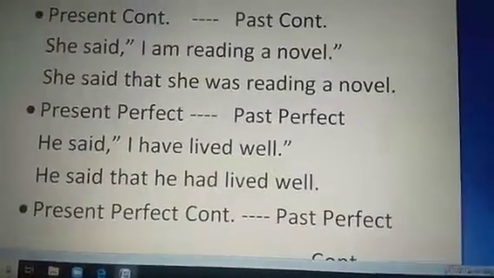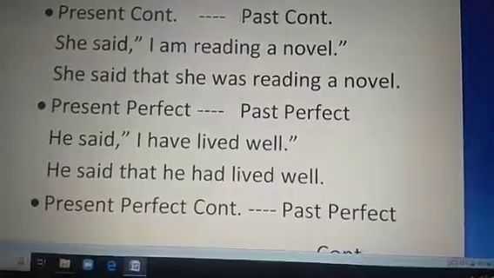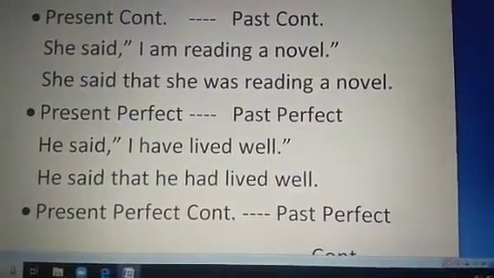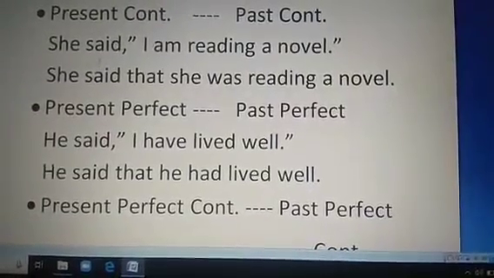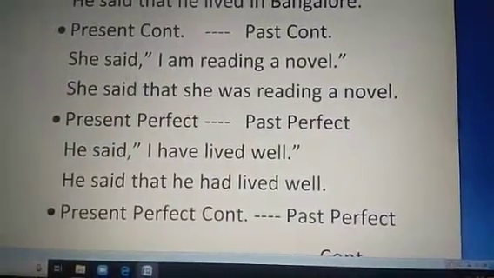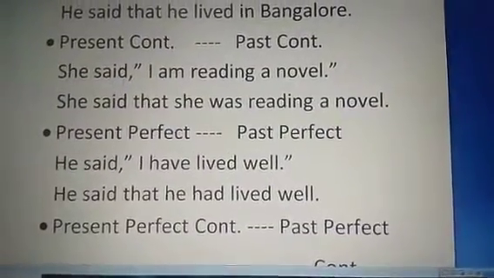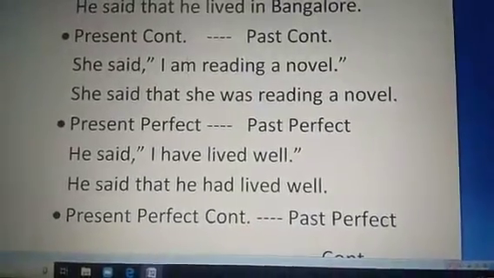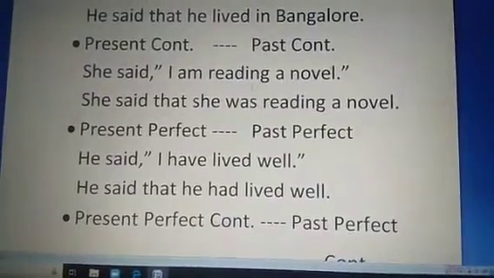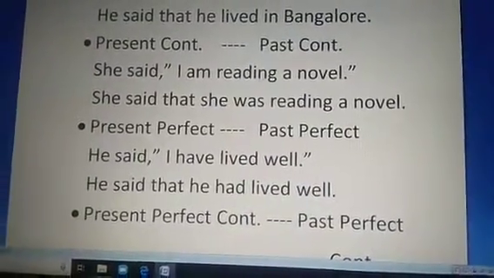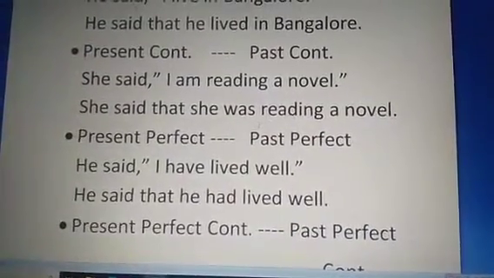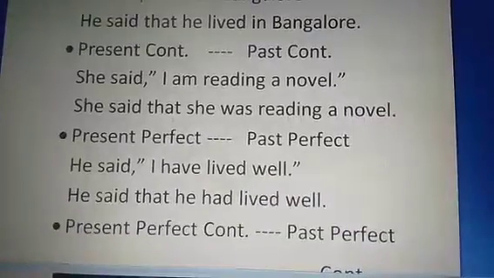And the next example is present continuous, which is changed into past continuous. And the example is, she said, "I'm reading a novel." Now, said is the reporting verb. I'm reading a novel is the reported speech. And as per rule, when the reporting verb is in past tense, the tense of this reported speech will be changed into past continuous tense. And it now reads, she said that she was reading a novel, and this one is indirect speech.